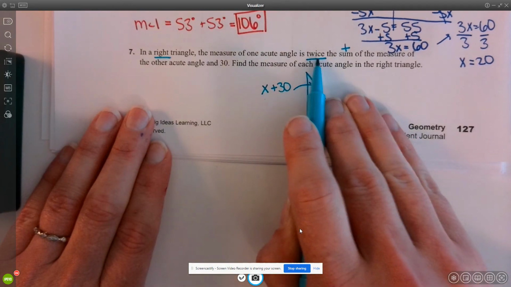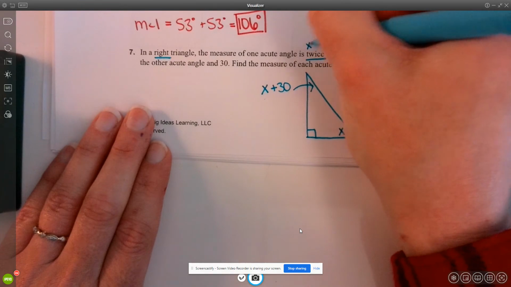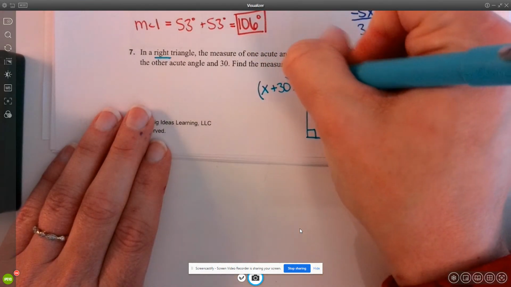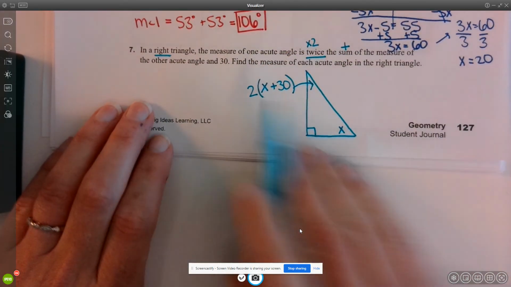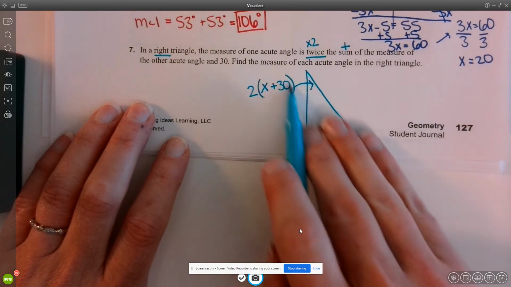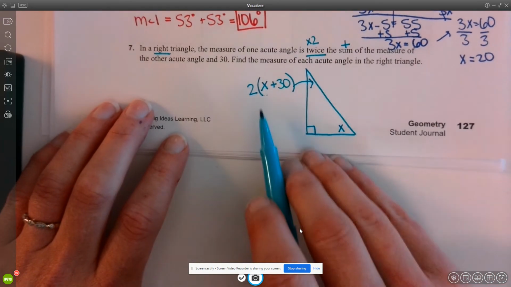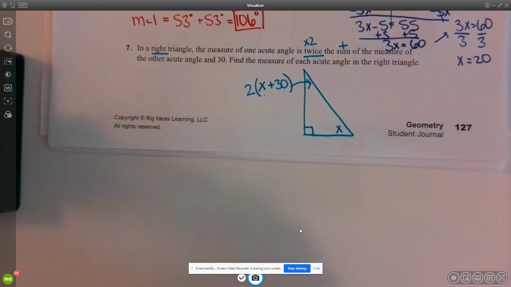But I need twice this sum. Remember, twice means I multiply by 2. So I need to take this sum and multiply it by 2. So this expression right now is twice the sum of x and 30. I've used the sentence to write an expression for this angle.